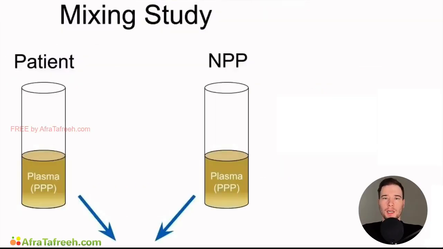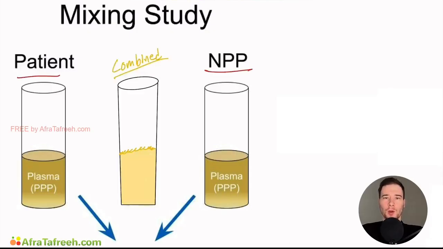The way the mixing study works is we're going to combine the patient plasma with normal plasma. And so if we combine these two, we might have the patient's plasma, which could have the presence of the lupus anticoagulant, but the normal plasma would not. And if we put these two together and we measure the PTT, or the coagulation time, and it's normal, this means it's unlikely to have the lupus anticoagulant factor.